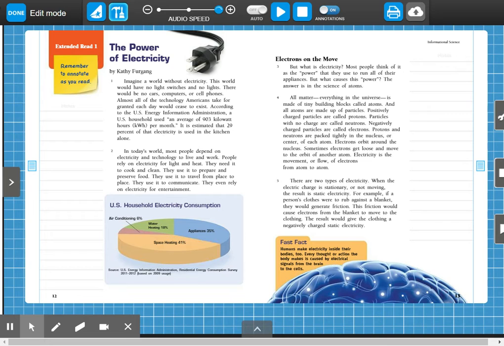Paragraph 1. Imagine a world without electricity. This world would have no light switches and no lights. There would be no cars, computers, or cell phones. Almost all the technology Americans take for granted each day would cease to exist.